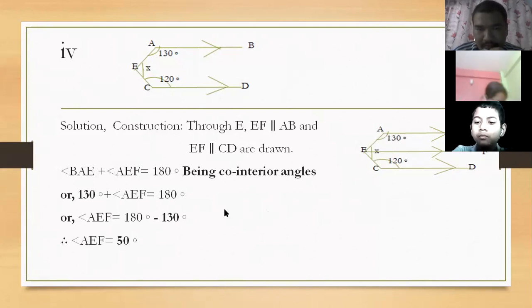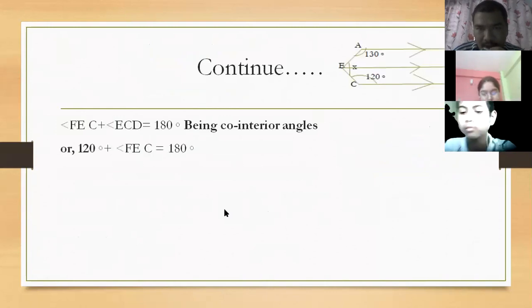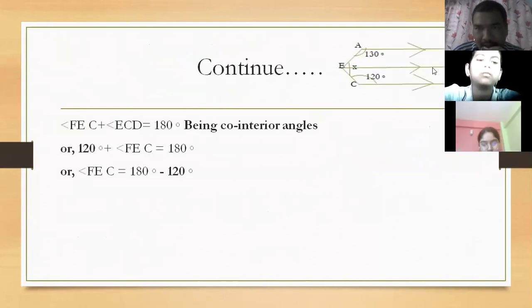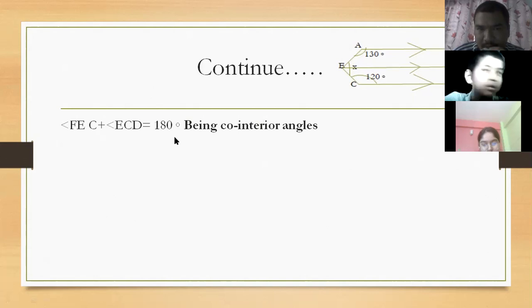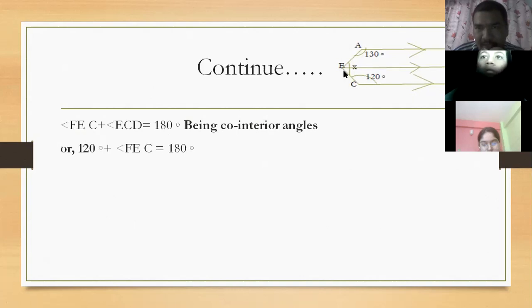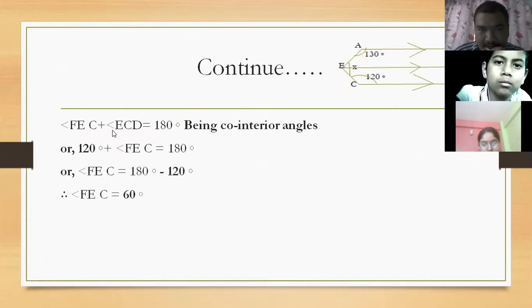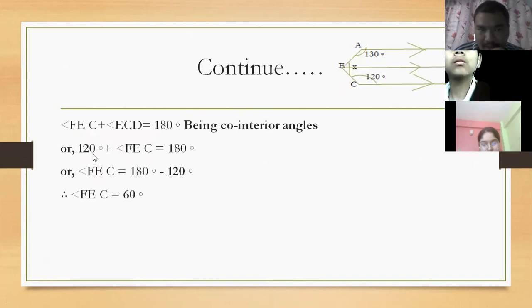After this, we have to do this lower one, look there. This also, EF, look here. FEC and ECD. These two angles are also co-interior angles. That's why their sum will be 180 degrees. Then we put FEC. FEC value is not given, ECD value is given, 120. Then 120 goes to this side with minus and it will be subtracted, then the answer will come angle FEC equals 60 degrees.